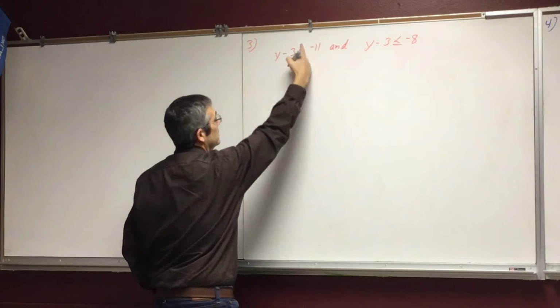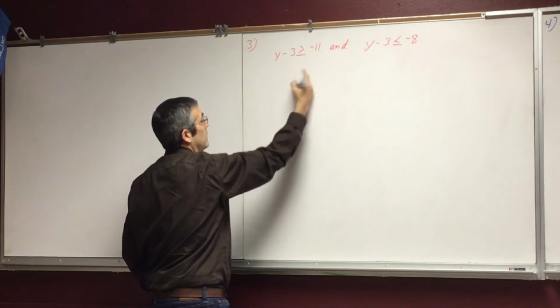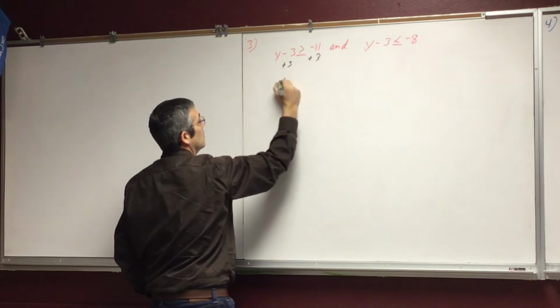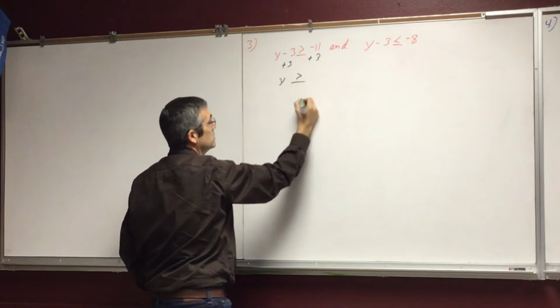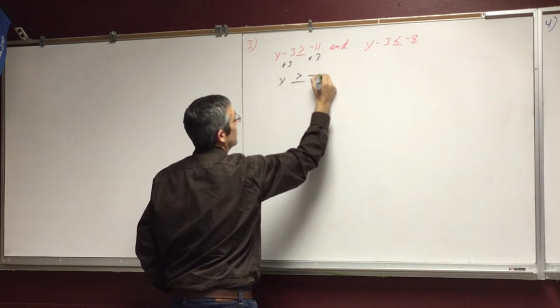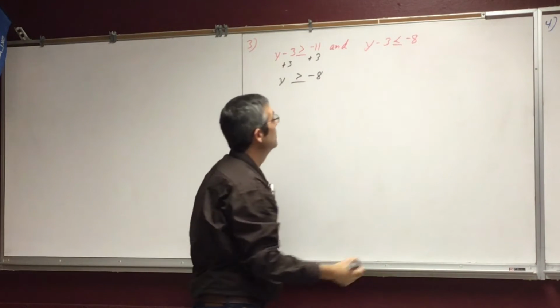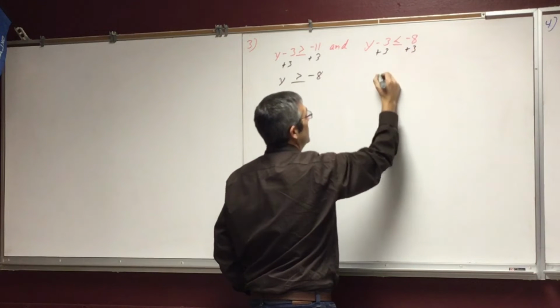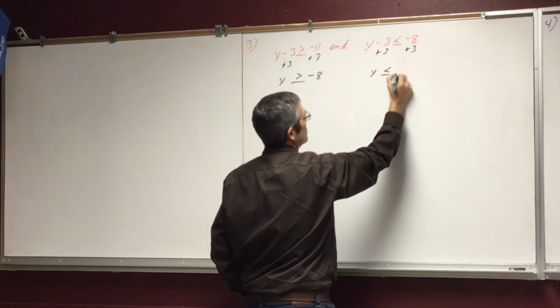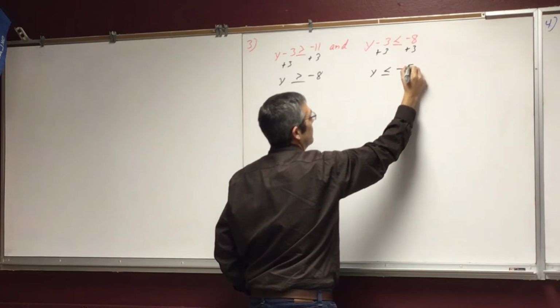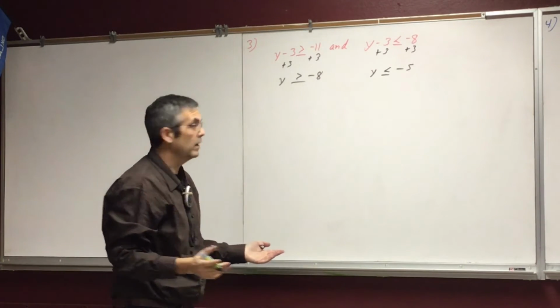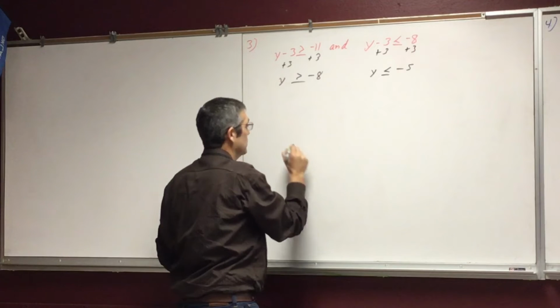y minus 3 is greater than or equal to negative 11. Add 3 to both sides. Y is greater than or equal to negative 8. Okay. Add 3 to both sides. Y is less than or equal to negative 5. Now, I'm just going to put them on the graph. They both have to work. Okay.